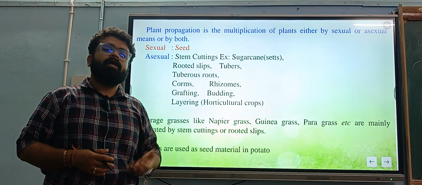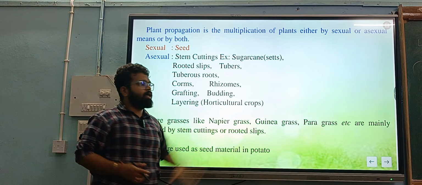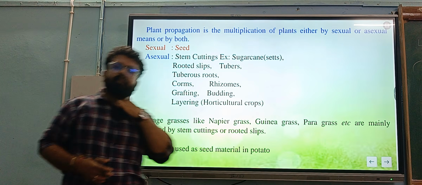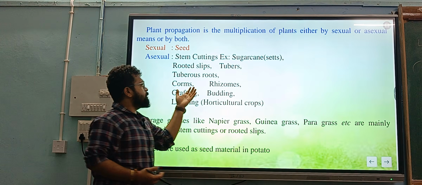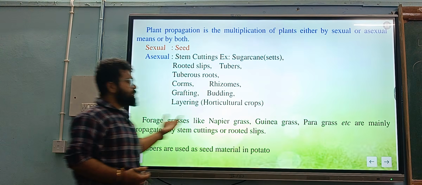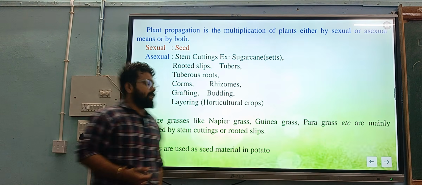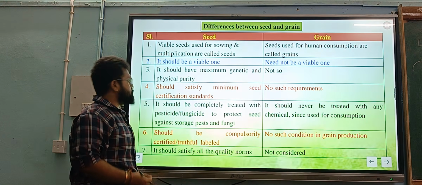When it is a sexual way, it is through seeds. When it is an asexual way, we use various non-fertilized techniques, such as stem cutting, root slips, tuberous crops, corms, grafting, layering, mainly in horticulture crops. And forage grasses such as napier, guinea grass, para grass are mainly propagated through stem cuttings or rooted slips.